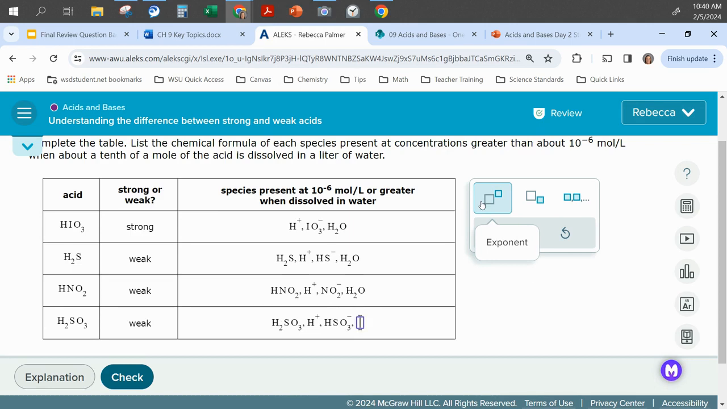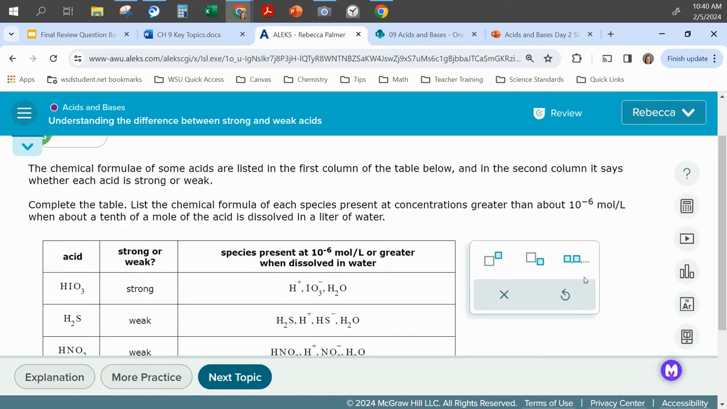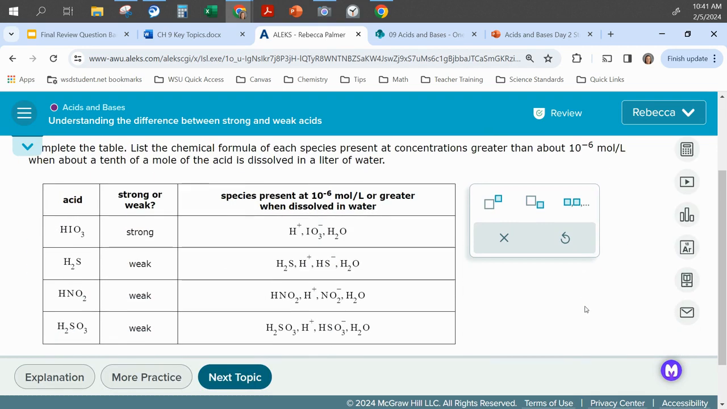And then water. Did I copy paste it? Okay, let's see if we got that. So that one's also kind of tedious. I think a lot of this is not too hard, but you have to be super careful with all of the letters and the charges.